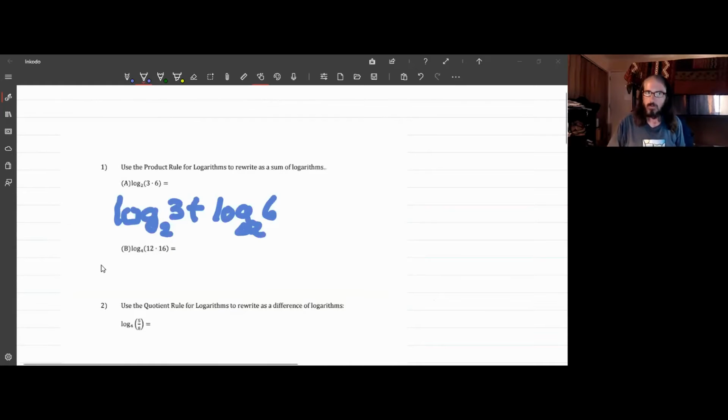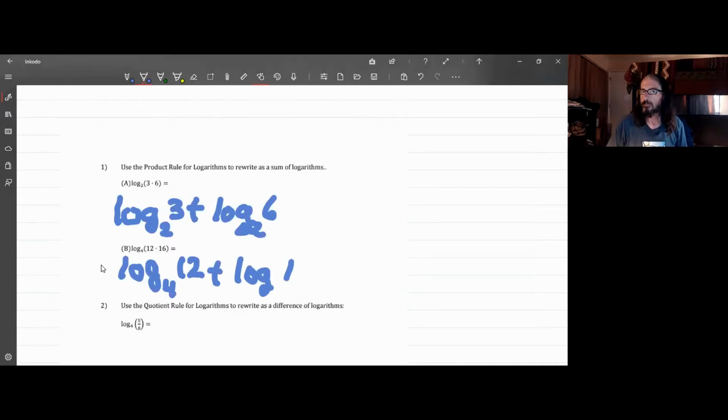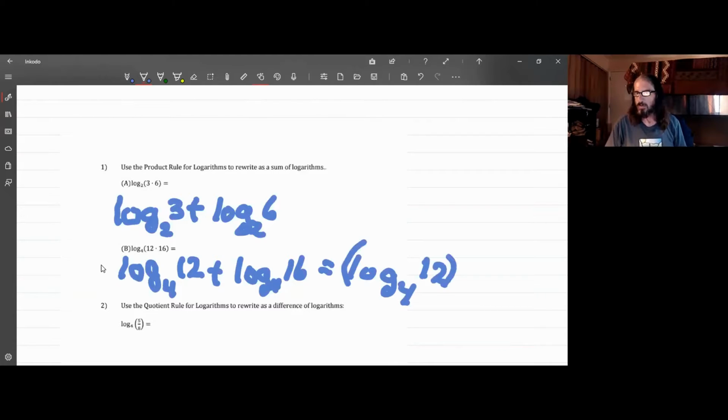So on the next one, log of 12 times 16 in base 4, I'm going to split that up as the log of 12 in base 4 plus the log of 16 in base 4. Now this one we can go a little bit further. You may or may not have to on your online homework system. There's no nice integer power of 4 that would give you 12, but since 4 squared is 16, you may need to rewrite this as the log of 12 base 4 and then plus 2.